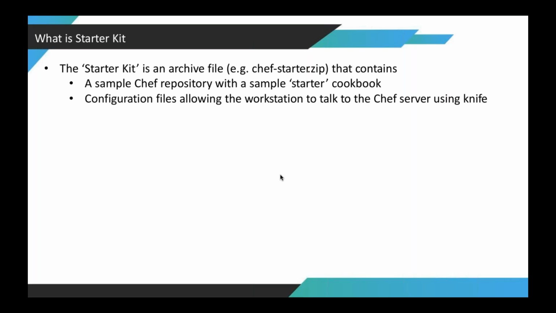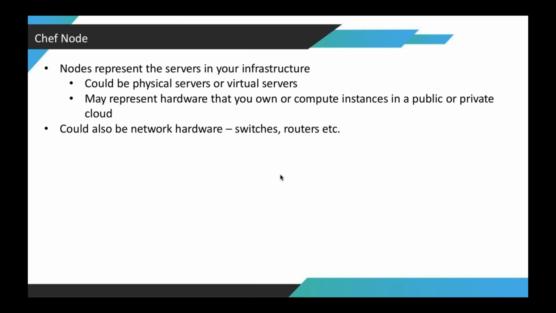So when you download this starter kit, it will allow the workstation to communicate with the Chef server using the key files which are there. There is something known as knife.pem, and once you open that, you will find a key through which Chef is going to authenticate that workstation, that it is authorized to use this organization.